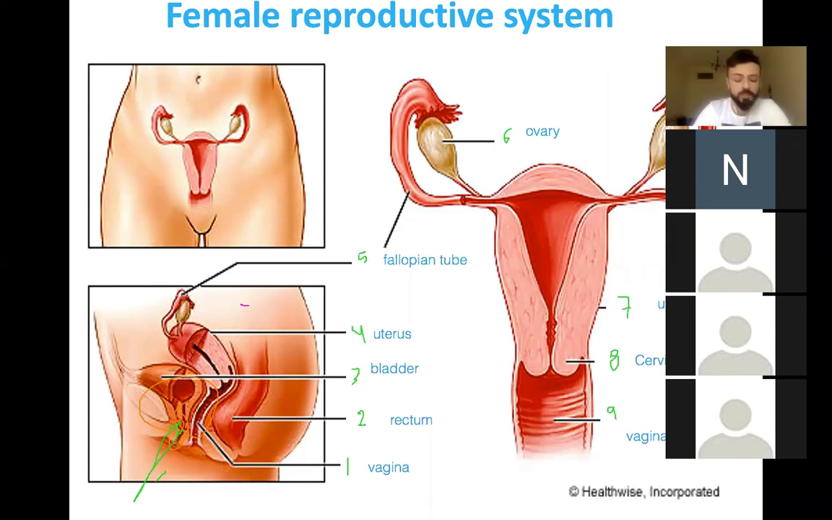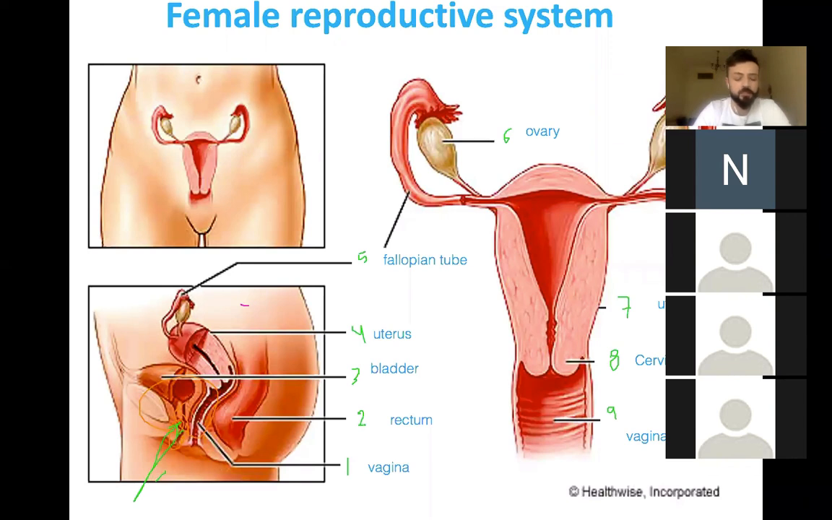What is the cervix made up of? What kind of tissues? Is it connective tissue, muscular tissue, epithelial tissue? Smooth muscle. It's actually muscle tissue, made of smooth muscles. These muscles contract in order to prevent what? Why are these muscles always contracted? And they contract especially during what?